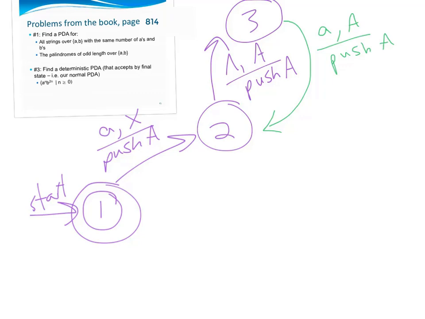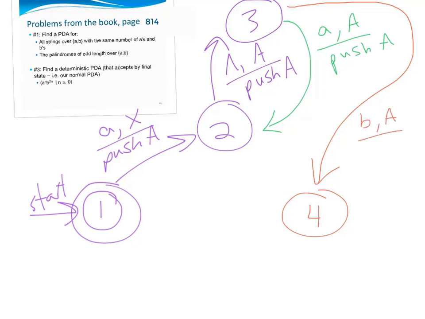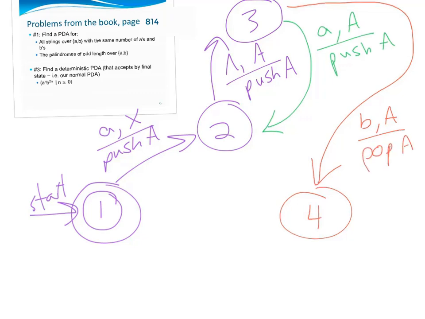So at some point, I'm going to see the letter B, and so I'm going to make another rule. I'll change colors just so you can keep track of what's going on. That takes me to state 4, which says if I see a B and there's an A on the stack, then I will pop that A, and I'll do another loop here to keep up that process.